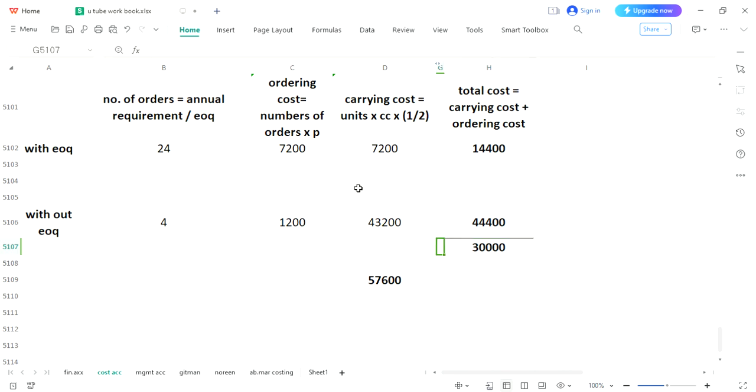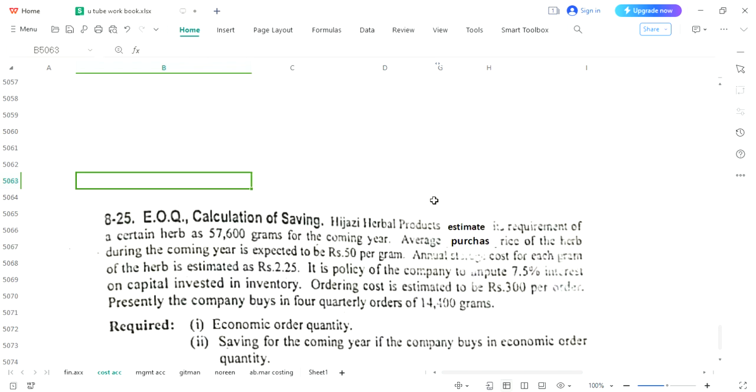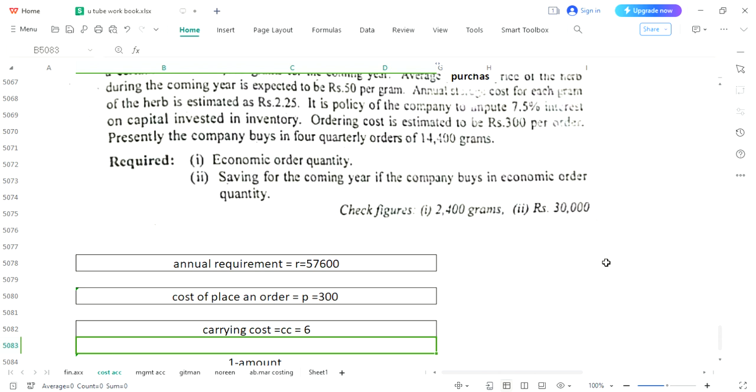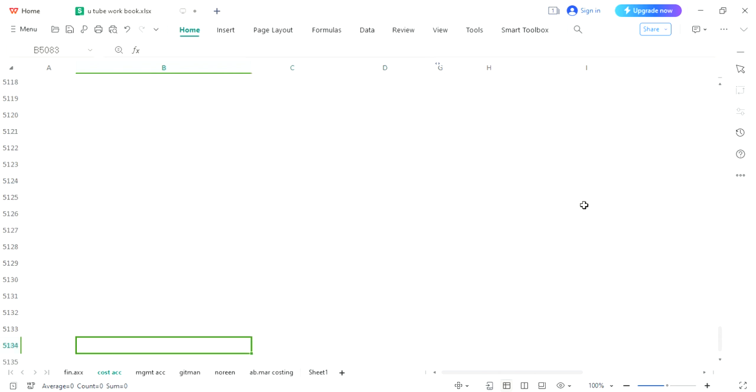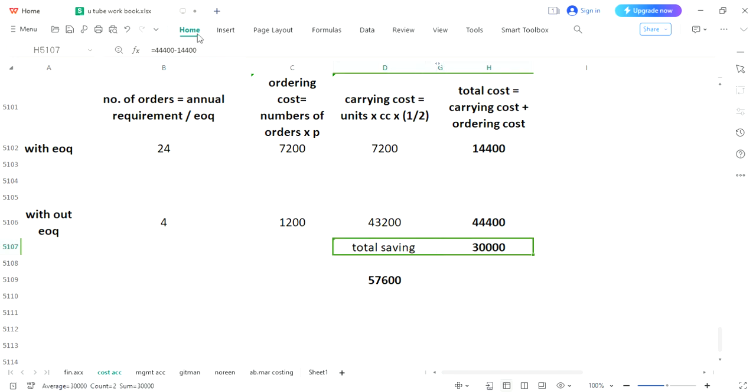The answer might be present in our question, but this is your total saving. Let's go back to the question and see the answer. And we have total saving present in our question. Look over here. Second requirement was to calculate total saving. This is your second requirement, and your answer is 30,000, and thankfully we have also calculated 30,000 as our total saving. Let's mark it as completed.